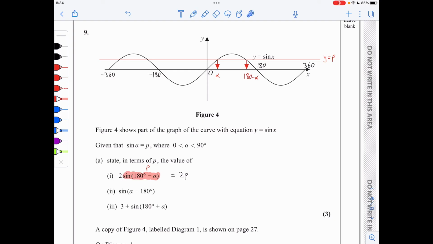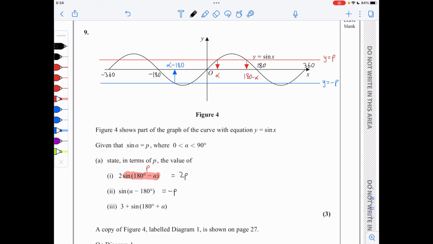Now for sine of alpha minus 180, I see that the alpha minus 180 is a reflection of the 180 minus alpha along the y-axis. So if I was to draw the line y equals negative p, which is somewhere here, then this point here will be alpha minus 180. So its sine will simply be negative p.